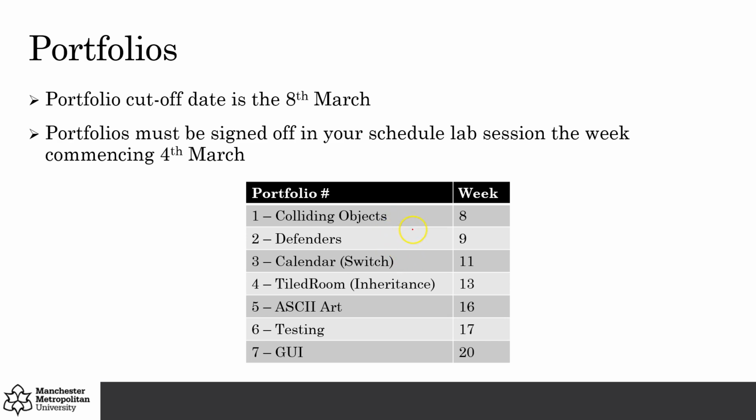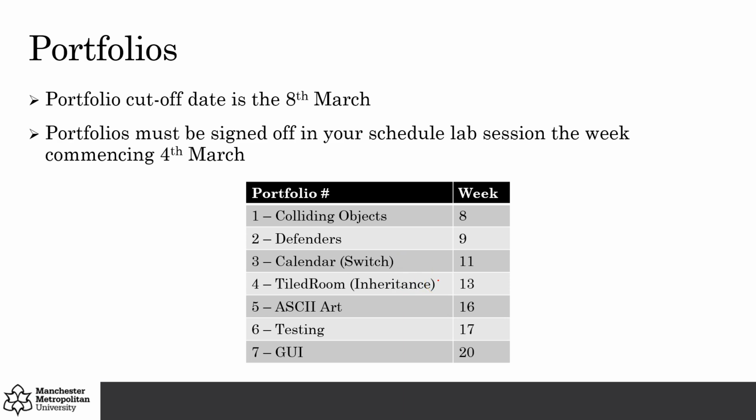So those first 2, those are the processing portfolios. And then everything past portfolio 2 is implemented in Eclipse. So portfolio 3 was to use a switch statement, type in an integer from 1 to 12 to represent the month, and then you would type in another integer to represent the day, and then you would check to see if that day was valid for that month.